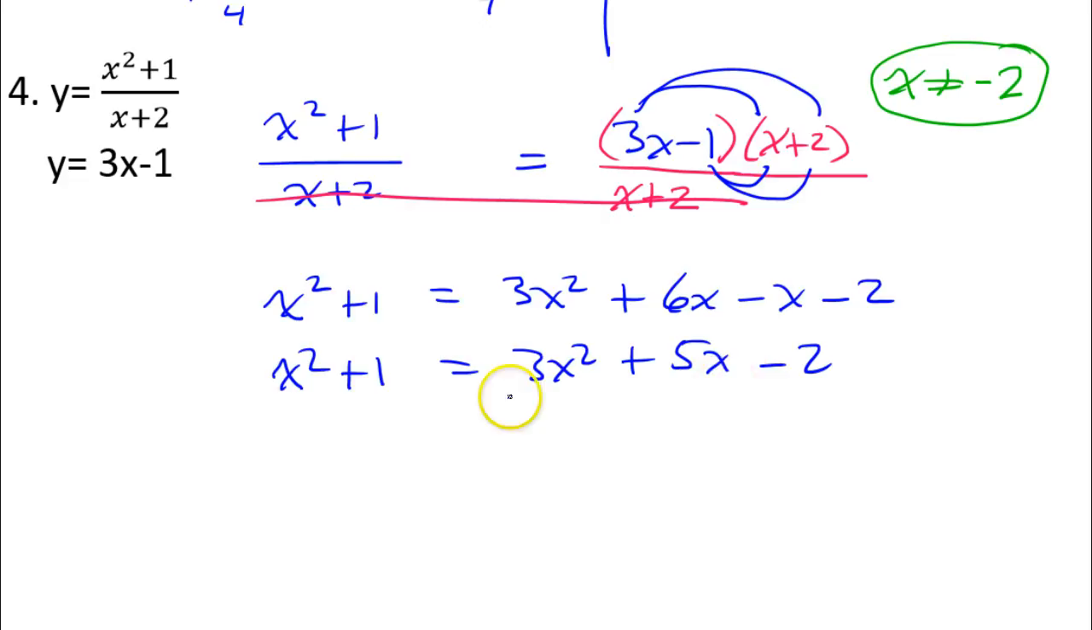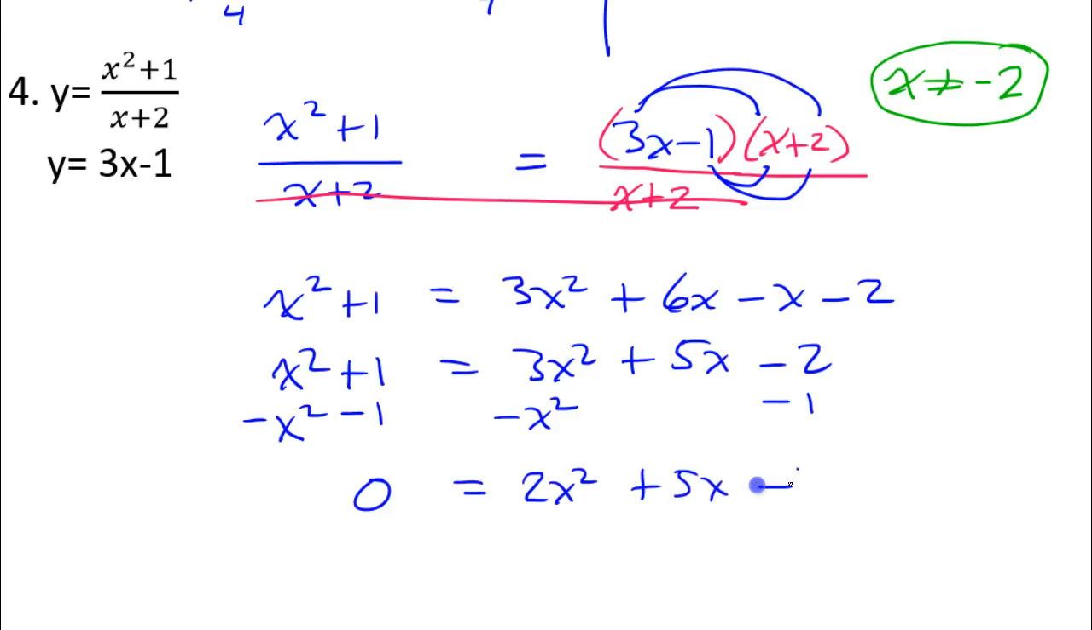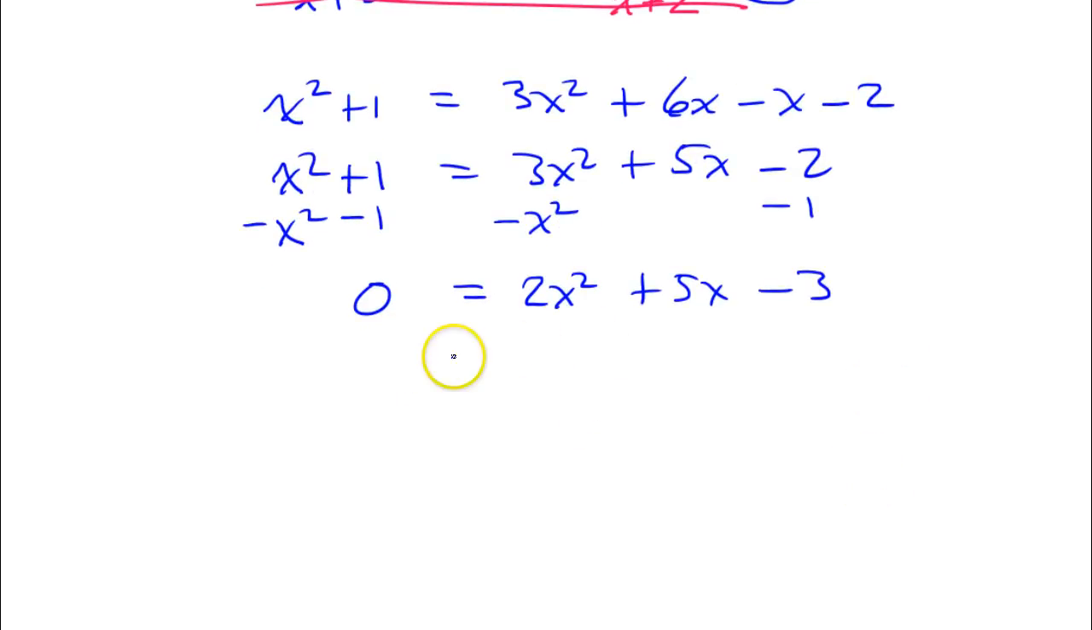So let's bring these like terms together. So I'm going to subtract x squared from both sides and subtract 1 from both sides. So I have 0, 2x squared plus 5x minus 3. Now, maybe this is factorable. If it's not factorable, I will have to use the quadratic formula again.